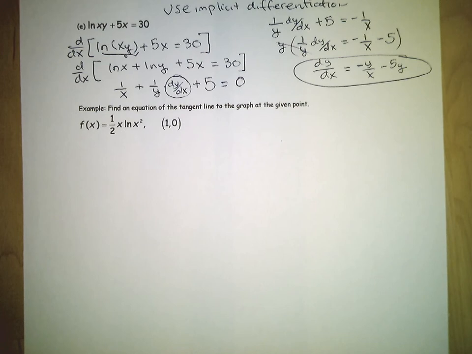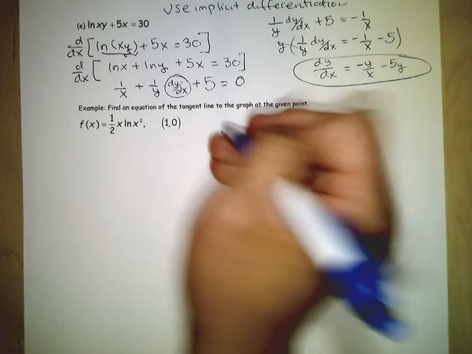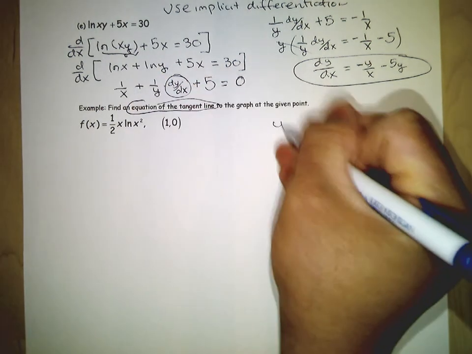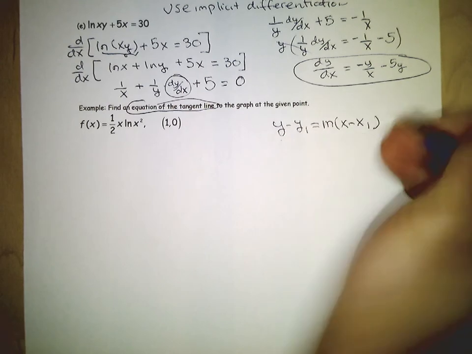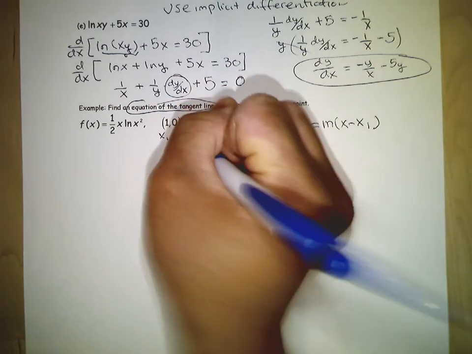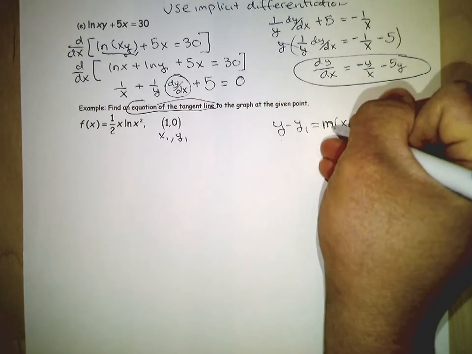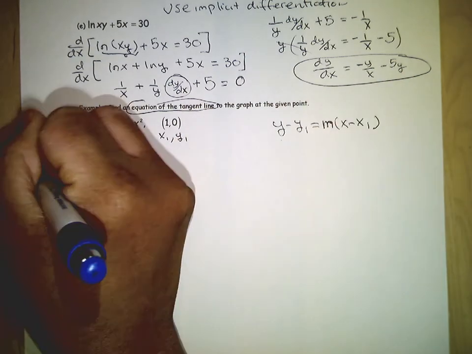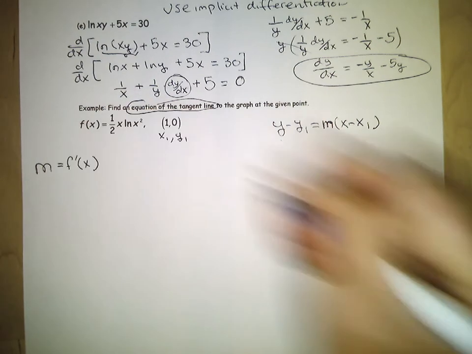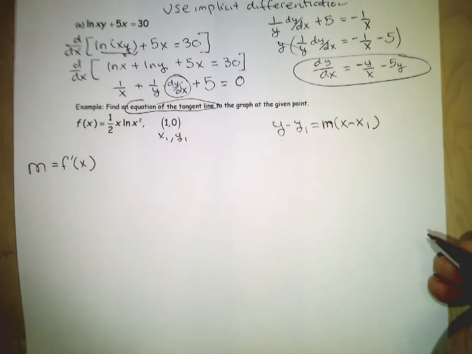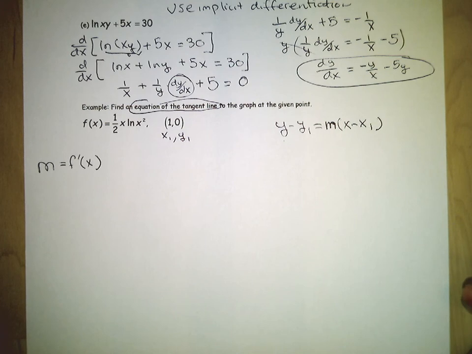All right, here's another great example. Find an equation of the tangent line to the graph at the given point. So remember, the equation of the tangent line is y minus y1 is m times x minus x1. We know x1, we know y1. So we just need to find the slope of the tangent line, which means m is f prime of x. All right, so we need to find f prime of x here.